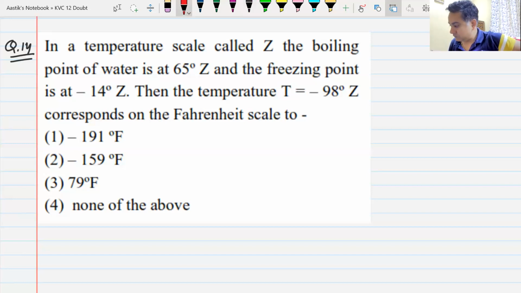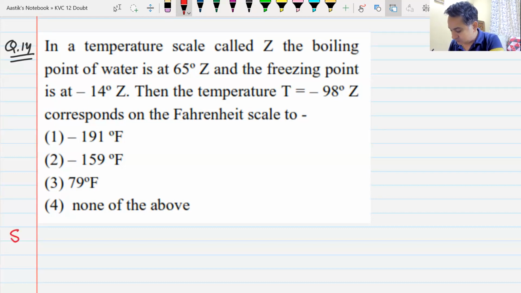Sir, it's minus 2. Okay, closest. Aviram also says the same thing, minus 159. Let me check the answer. I have the answer sheet. Question number 14. The answer is minus 2. That is correct. Well done, my dear friends.